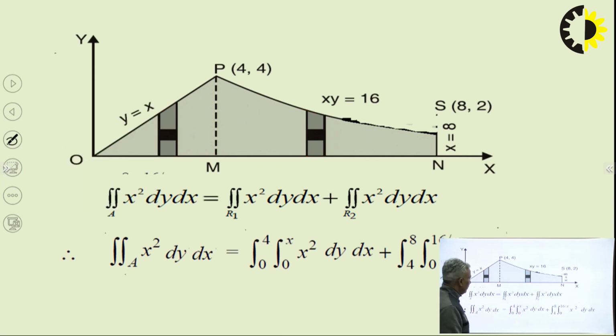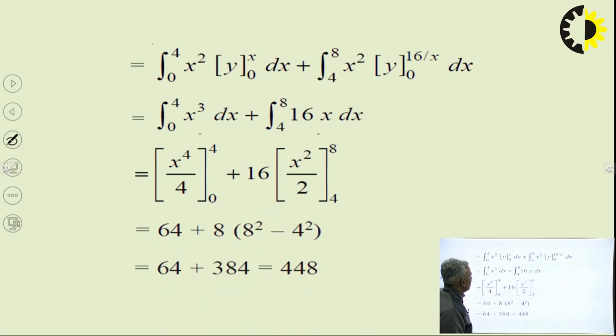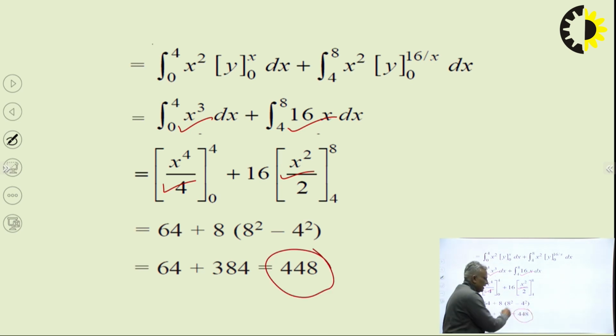First of all we take the integration with respect to y, and the integration of dy is x square y, right? In the same way, x square y, and solve the problem, right? And take the limit 0 to x. 0 to x means x cube, and 0 to 16 by x is this, x cancels out, and the integration of x cube is x to the 4 by 4, and the integration of 16x is this, and calculate the result, and the result will be here 448.